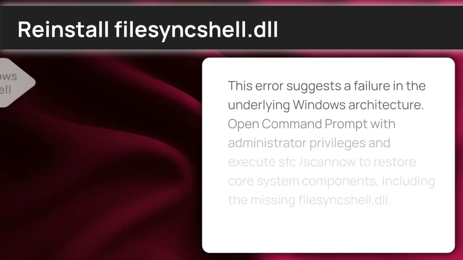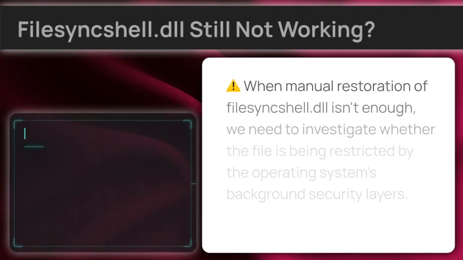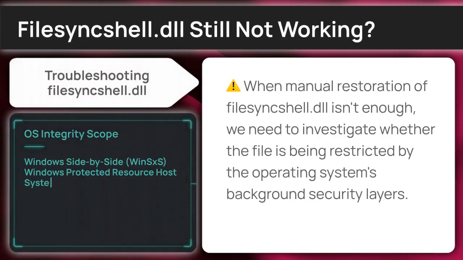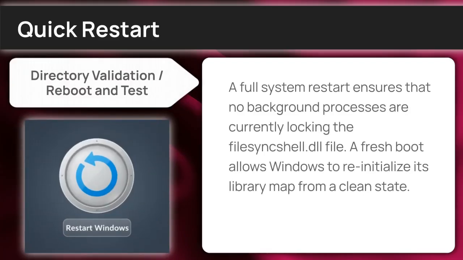This error suggests a failure in the underlying Windows architecture. Open Command Prompt with administrator privileges and execute sfc /scannow to restore core system components, including the missing file sync shell library DLL. Persistence of this error after a clean reinstall suggests that the issue may reside within the current user session's initialization. A system reboot is a reliable way to clear away zombie processes that might be interfering with file sync shell library. It's a low-impact step that ensures your operating system is starting with a synchronized environment.